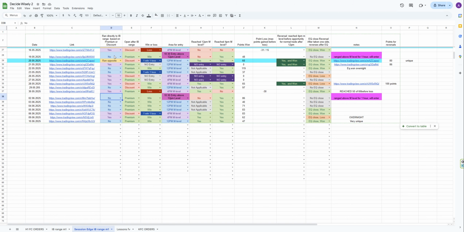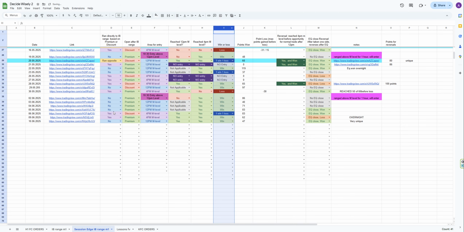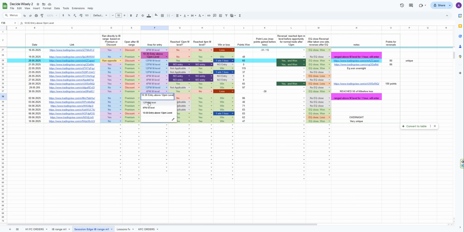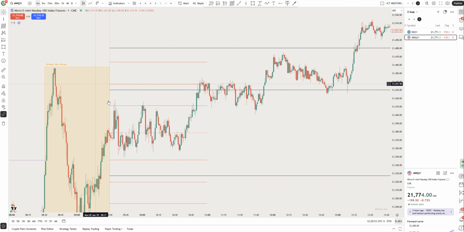No. Where did we open? Premium. Maybe this should be after actually. It should not be here because this is the last information. So on the second, did we run directly to the IBM? No. Where did we open? We opened in premium area for entry. That means you want to buy at the 12 p.m. M level, between this red one. I believe that if it didn't run directly to this, price would break this level before 12 p.m. It did not, so where do you want to buy?